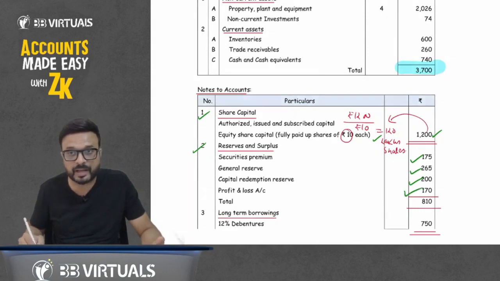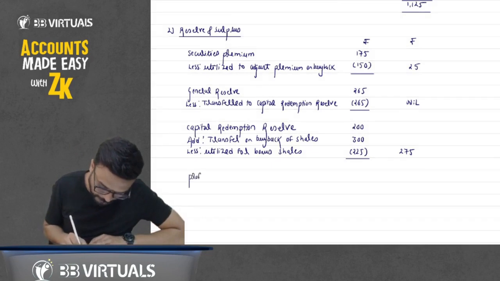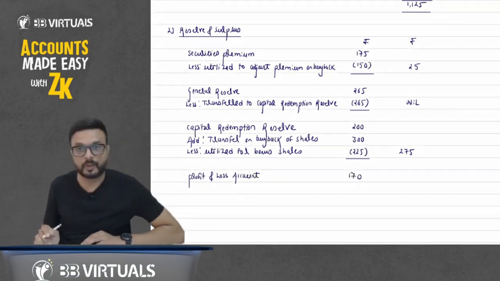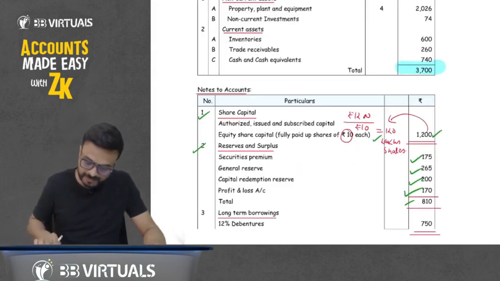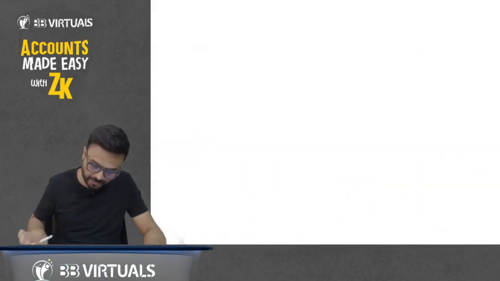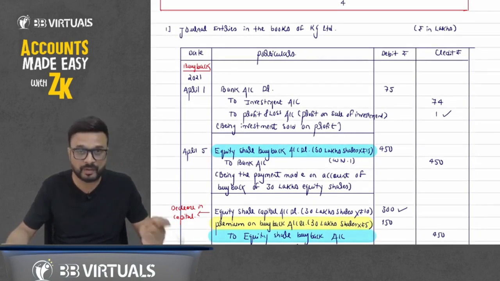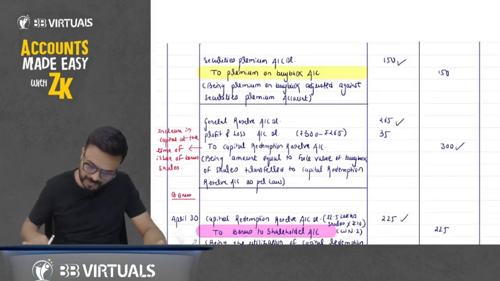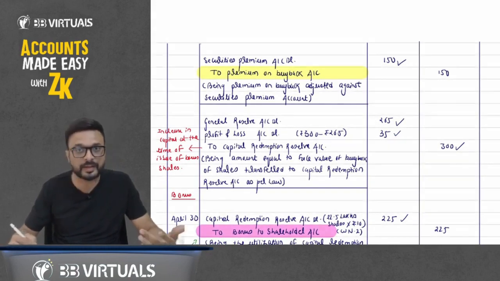Now after capital redemption reserve, we have the P&L account, that is 170. So write down here: profit and loss account. How much is it? 170. Now when we passed the general entry, we credited the P&L account by rupees 1. It has a credit balance and we have credited it, so we will add 1. And then we have utilized: at the time of transfer to CRR we debited by 35, so we will deduct 35.